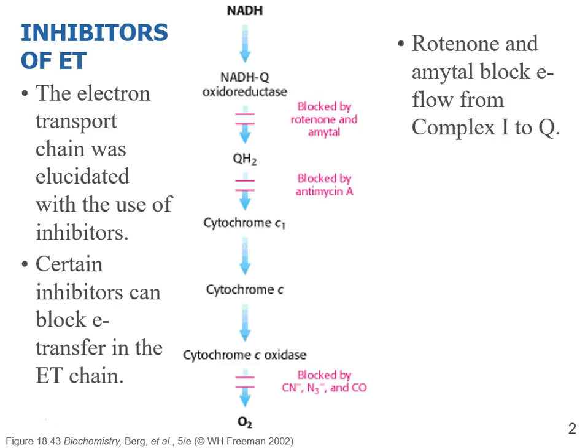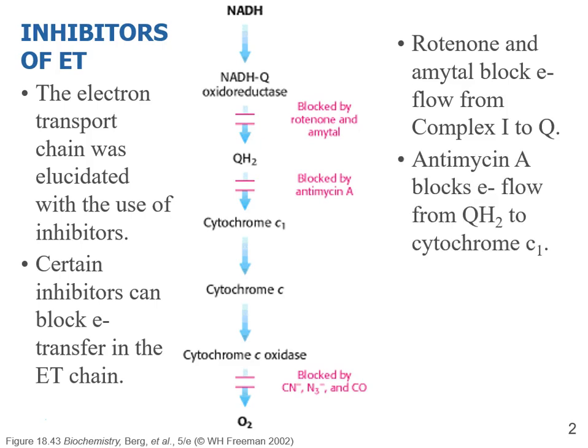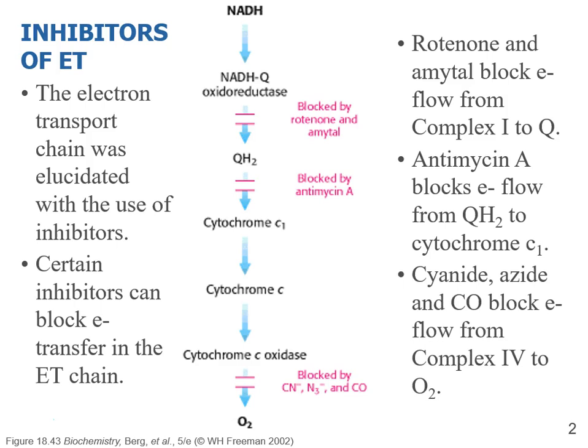So rotenone and amytal are small organic molecules that inhibit the electron flow between complex 1 and coenzyme Q. Antimycin A blocks electron flow between the reduced coenzyme Q and cytochrome C1. And cyanide, azide, and carbon monoxide all block electron flow from complex 4 to oxygen.